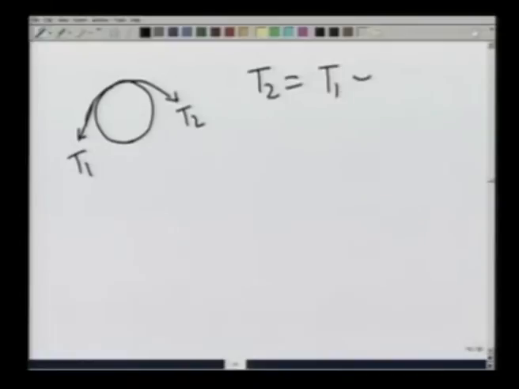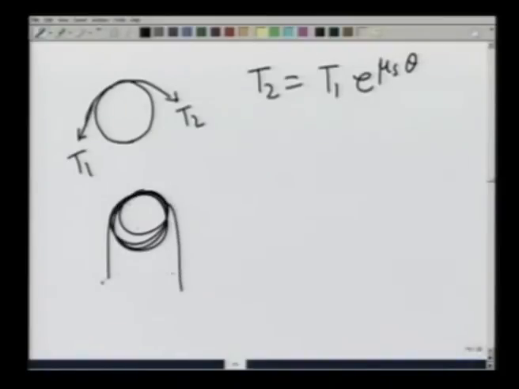So in this example, what we have therefore seen is that if rope is passing over a rough object, then the tension between the two sides maximum could differ by T1 e raised to mu s theta. So as we keep increasing theta, the frictional force keeps going up, and a larger and larger difference of T1 and T2 can be balanced.